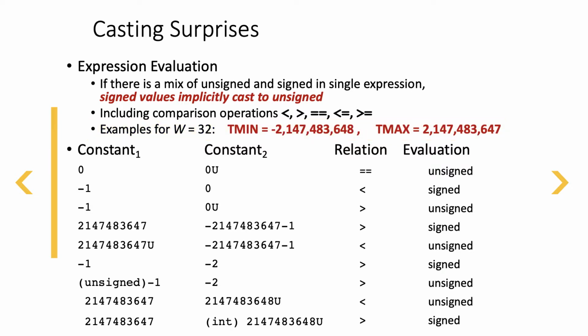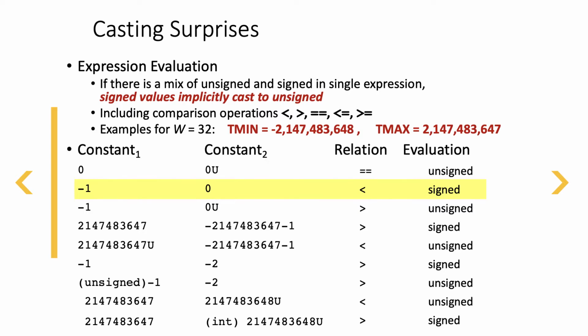So if we compare a signed 0 to an unsigned 0, and we see if those are equivalent, well, okay, they are equal, but they're both going to be evaluated as unsigned. And that's not surprising, right? That's the start of our range where signed and unsigned become equivalent to each other. So that's not surprising as far as the result goes. They're going to evaluate to being equal to each other, but the evaluation is going to be done as unsigned. So constant 1 is going to get implicitly cast to unsigned.